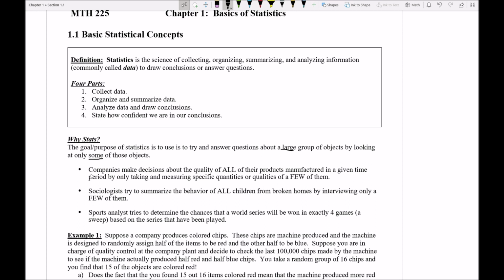So here are a few examples of that. Companies will often try to make decisions, maybe about the quality of all the products that they produce in a given time period, by only taking and measuring specific quantities or qualities of just a few of them. So again, the goal is I want to know something about all products manufactured, but I'm only going to try to make that educated guess based on an analysis of a couple items.